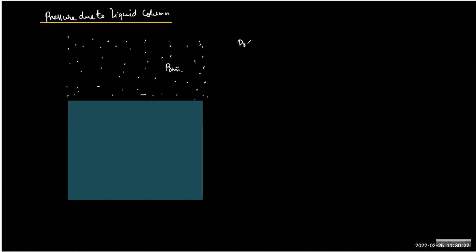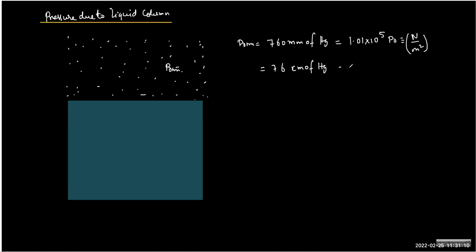And the value of PATM we take as 760 millimeter of mercury column. We'll come to why we take this as a unit. Or we can say it is 1.01 × 10⁵ Pascals. Pascal is the unit of Newton per meter square. Or you can say this as 76 centimeter of Hg. These are the values in which we can express PATM. There are some other units also. I think we also call this 760 Torr, right? Yes, sir.